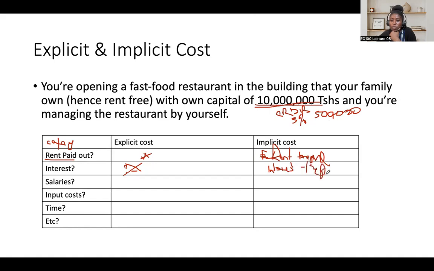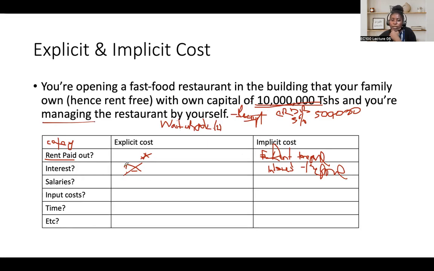Okay, I hope we're together. So this is interest forgone. How about salaries? Salaries depend on who you are hiring. So let's say you decided to hire a receptionist, or a server. We call them servers, right? Waiter. So you decided to hire a waiter, and then you are managing a waiter and a cook. So you have two people, one who cooks and another who waits. So there are two employees, but you are still managing the restaurant by yourself.